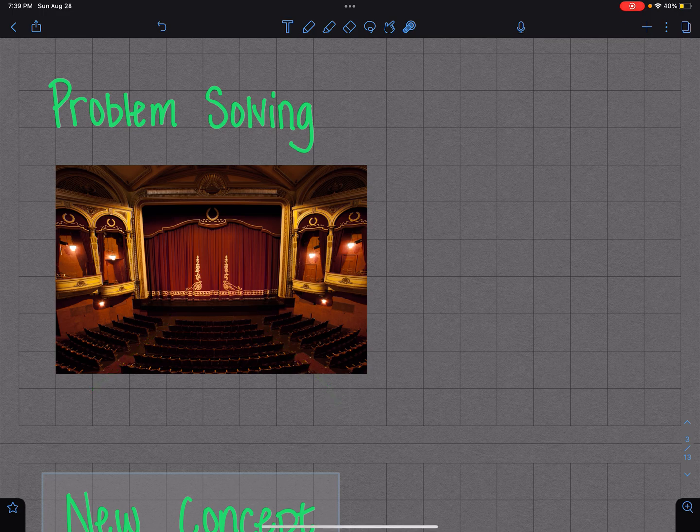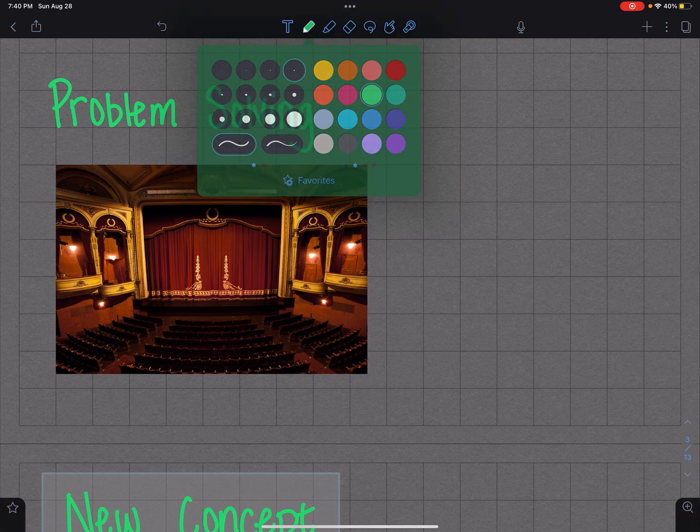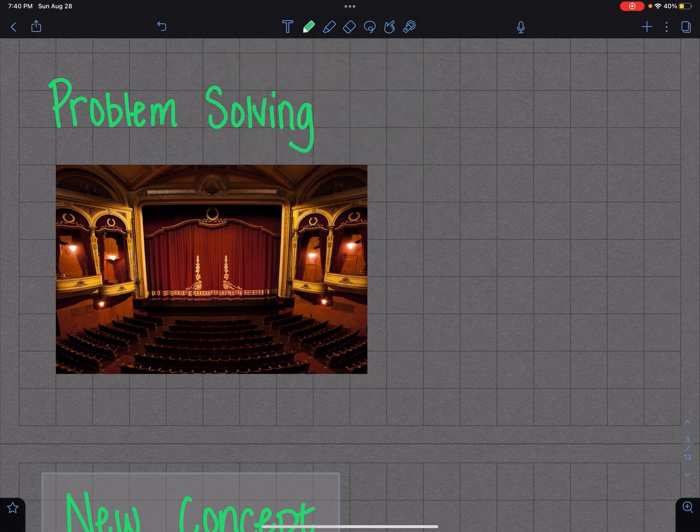So in one section of a theater, there are 12 rows of seats. So I'm going to write the number 12 here. In the first, oh, no, I'm not going to write that 12. I need to read further. Okay, in the first row, there are 6 seats. In the second row, there are 9 seats. And in the third row, there are 12 seats. If the pattern continues, how many seats are in the 12th row?